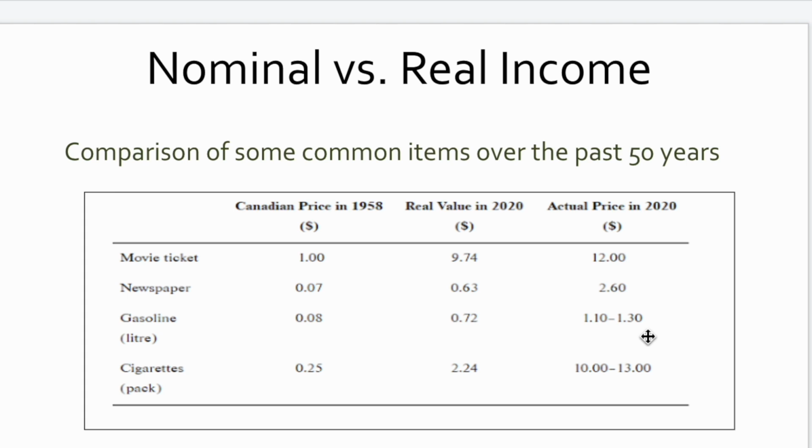So, yeah, it's gone up. The price of gas has gone up, not by as much as what we think, though. Cigarettes, 25 cents in '58. That's worth $2.24 in 2020. They're actually charging somewhere between $10 and $13 for that. So that's gone up a lot. If you recall taxes in our earlier microeconomics course, you understand that government can tax those very easily. And that's exactly what's happening.